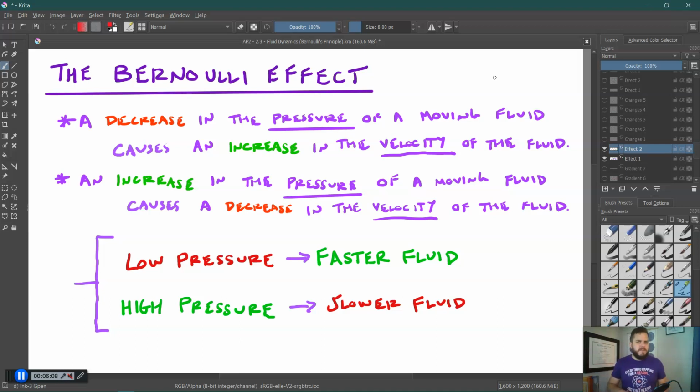Now, a couple key things I want to point out here. One, notice I just say this is the Bernoulli effect. That term effect is not like a law or something like that, and that's because this is not always the case.